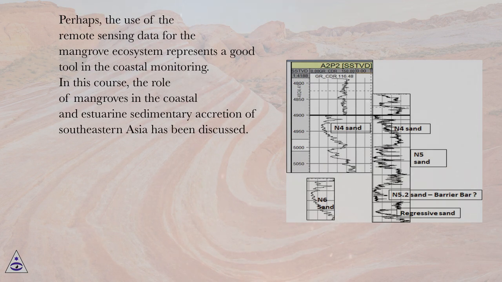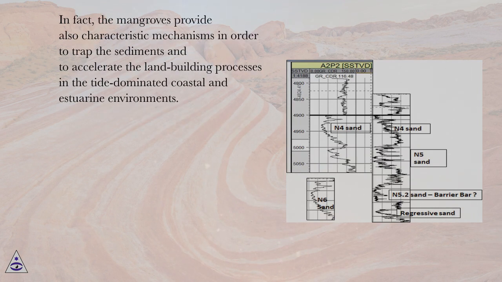In this course, the role of mangroves in the coastal and estuarine sedimentary accretion of southeastern Asia has been discussed. In fact, the mangroves provide also characteristic mechanisms in order to trap the sediments and to accelerate the land building processes in the tide-dominated coastal and estuarine environments.